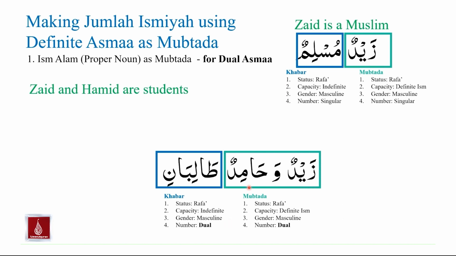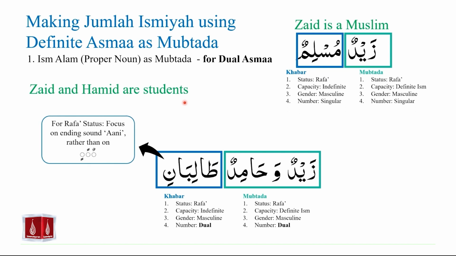Zaidun wa Hamidun meets all criteria to be mubtada. Talibani meets all criteria to be khabar. So Zaidun wa Hamidun Talibani is a jumla ismia and it means Zaid and Hamid are students. Please note that Talibani is rafa in status. Over here we have to focus on the ending sound and we do not have to look for double pesh, double zabar or double zair at the end of the ism.